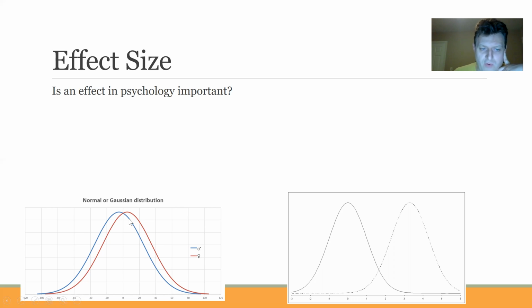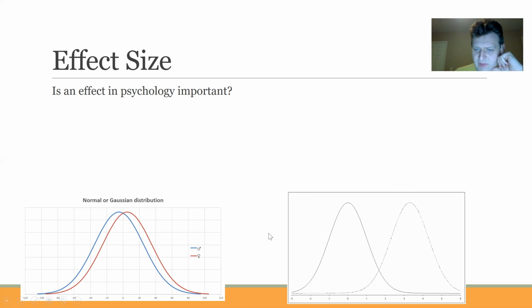Look at the amount of overlap there is between the two distributions. There's so much overlap. And this kind of shows us that there's a very, very small effect. The mean difference between these two distributions is very, very small.